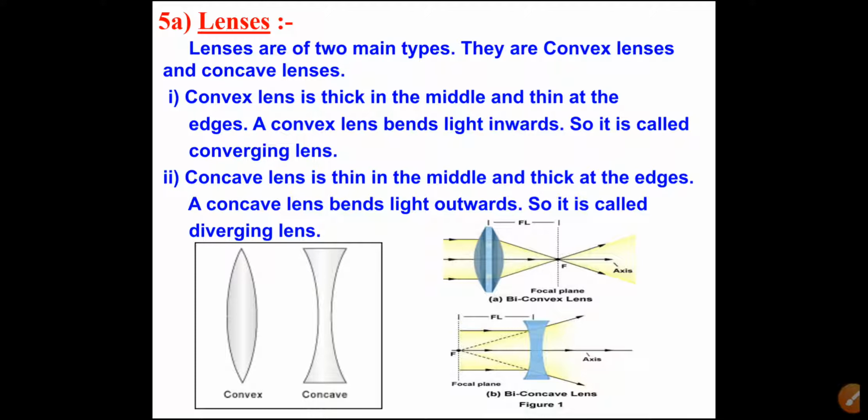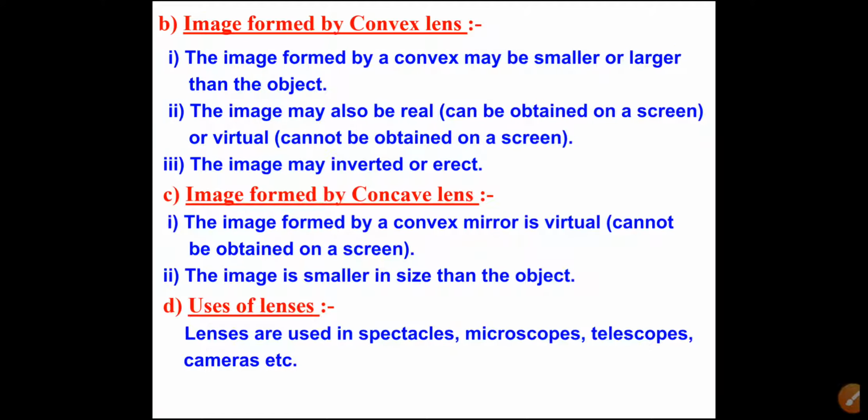Why is it a converging lens? Because light bends inwards, and here light bends outwards. So this is the main difference between a converging and a diverging lens. Image formed by the convex lens: the image formed by a convex lens may be smaller or larger than the object.